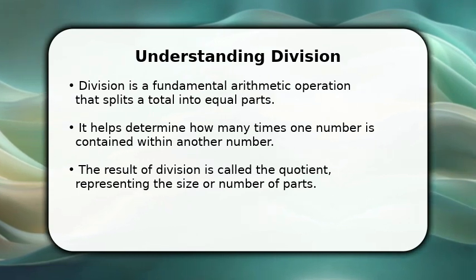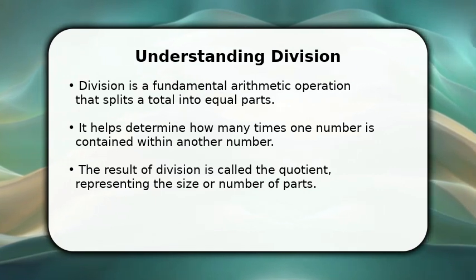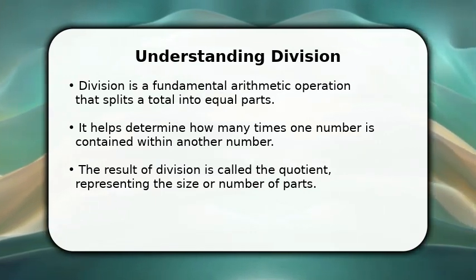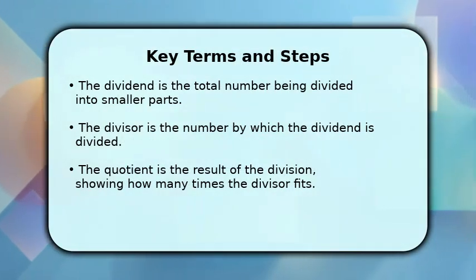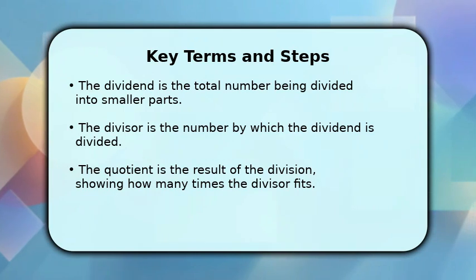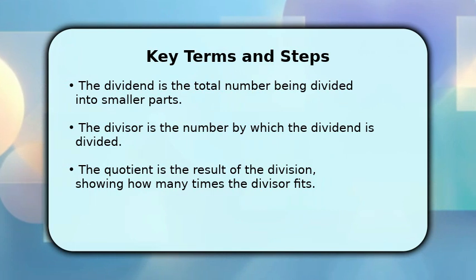It's essentially the process of repeatedly subtracting one number from another until you can no longer do so, revealing how many times it fits. Understanding the parts of a division problem is crucial. We start with the dividend, which is the total amount we are splitting. Then we have the divisor, the number of equal groups or the size of each group. The answer we get is called the quotient.